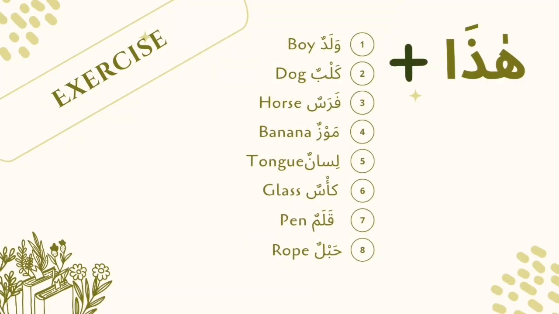هذا ولد. This is a boy. هذا كلب. This is a dog. هذا فرس. This is a horse. هذا موز. This is a banana. You can also add ذلك and note that these words are in the masculine form, and that's why we use هذا or ذلك. Example, ذلك حبل. ذلك قلم. ذلك كأس.